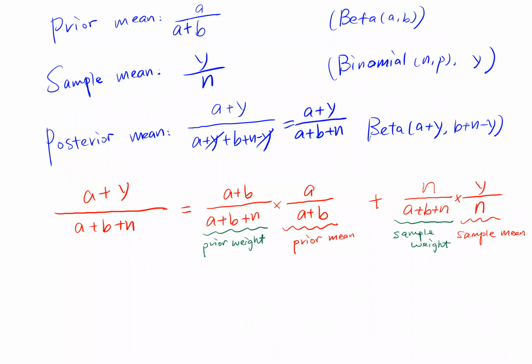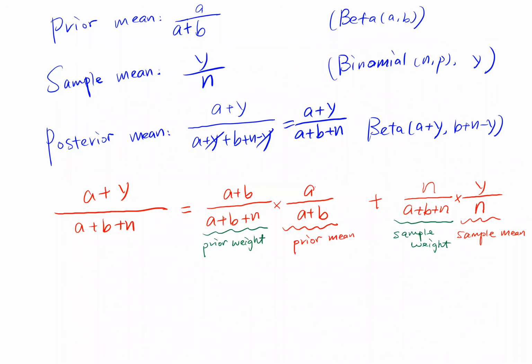Okay, so I did it. It's not actually too straightforward. You sort of have to work backwards. But if you try it, you will realize that if we have the posterior mean expressed as A plus Y divided by A plus B plus N, we can break it into two parts. One part has the prior mean, the other part has the sample mean. And for each of the two parts, we also have something that we use as the weight when we talk about a weighted average.